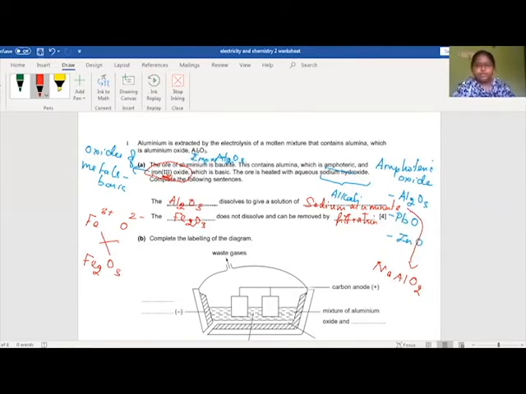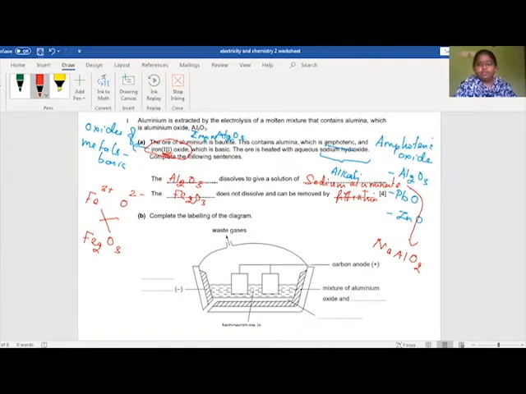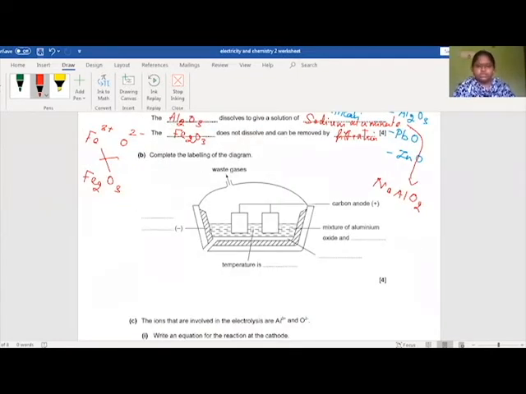Okay. Then come to the next question. What is the next question here? Complete the labeling of the diagram. So what is it? This is the carbon anode. Then we have learned that the molten aluminium deposits at the bottom. The reason is the steel apparatus, like the steel container, which is coated with carbon. So that means what is it? A carbon cathode, minus in the sense cathode, right?